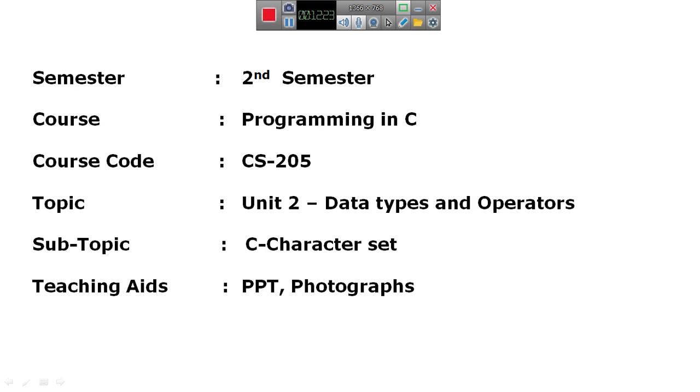for executing a C program. The steps for executing a C program. Here, 4 steps are there to execute a C program. That is, number 1, writing the program in the editor, compiling the program, and executing the program and viewing the output.